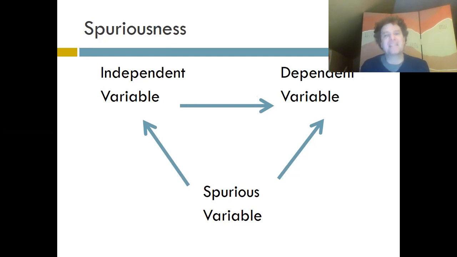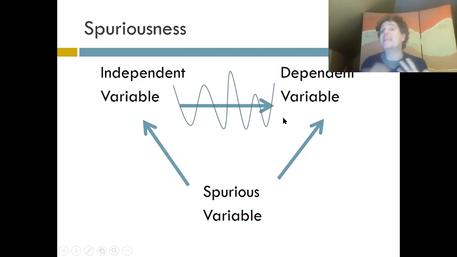And so it's messing us up. It's making us think that there's a causal relationship between the IV and the DV when there actually is not, right? There is no relationship between this and this. It just appears that way, right? Because of the spurious variable.